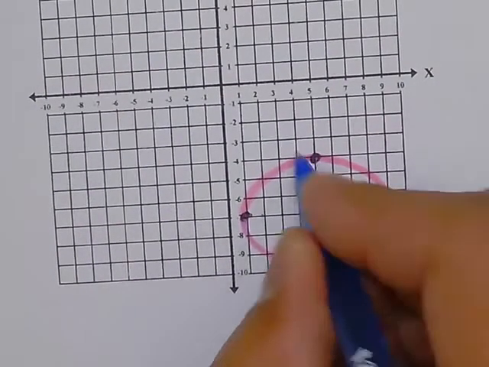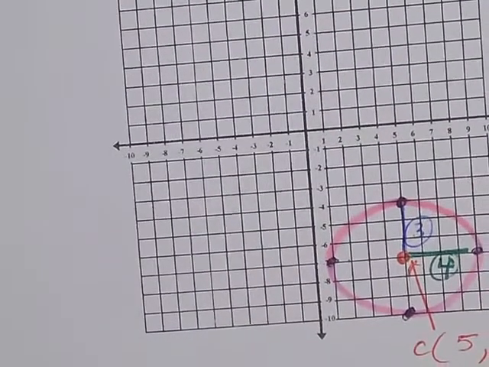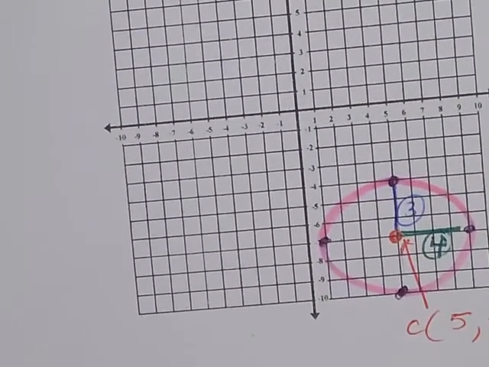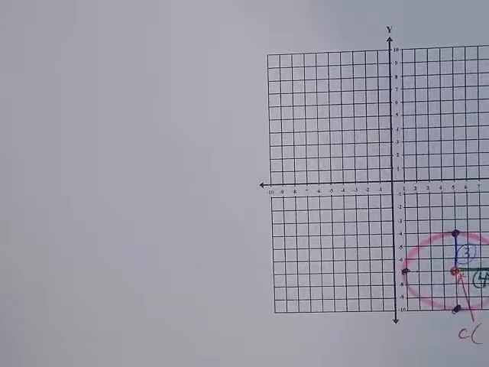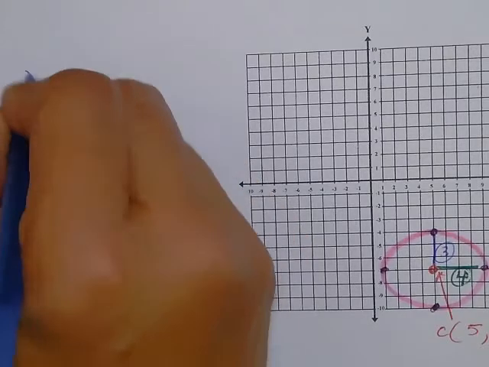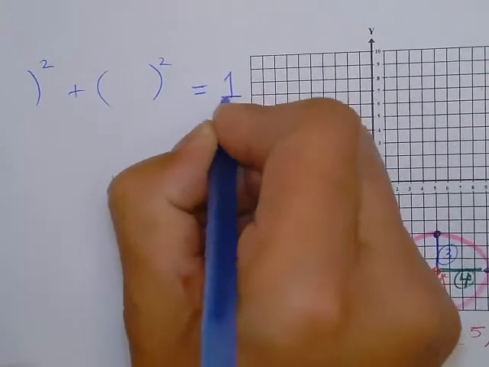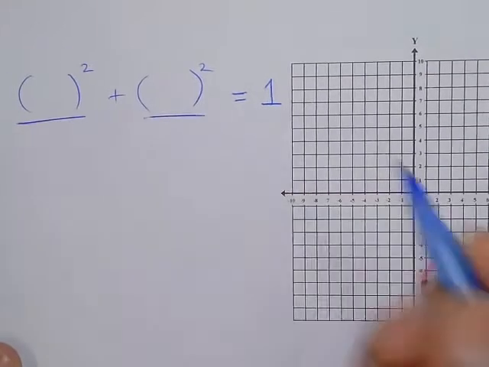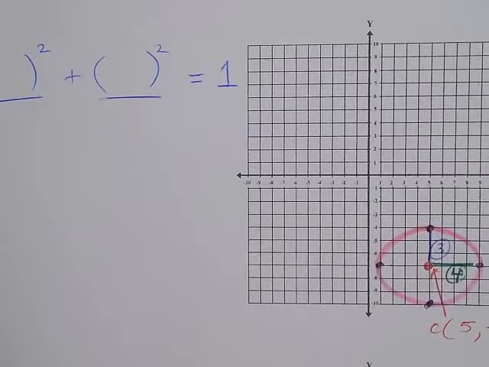For this way and 4 left, 4 right, and 3 up and 3 down. Okay. All right. So, this should be something squared plus something squared equals 1, right? It's always equal to 1. And then I got to have some numbers underneath here.